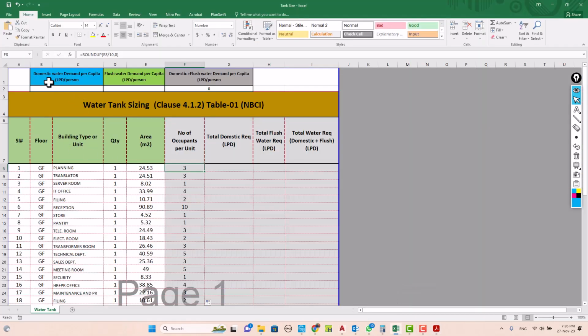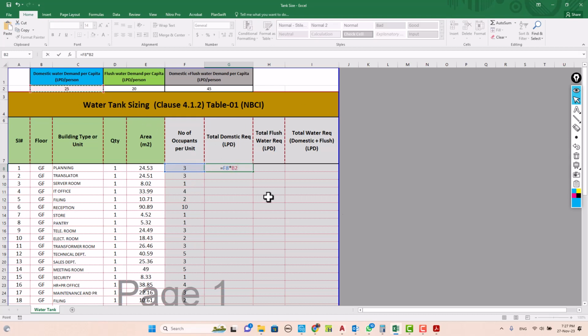So here domestic water per capita is 25 liters, right? And flushing is 20 liters. So total is 45, right? So see, the domestic water requirement is, number of occupants is 3, okay, multiply, we can multiply here this one, but no issue. Number of occupants we find and multiply with this, the domestic water, then here.